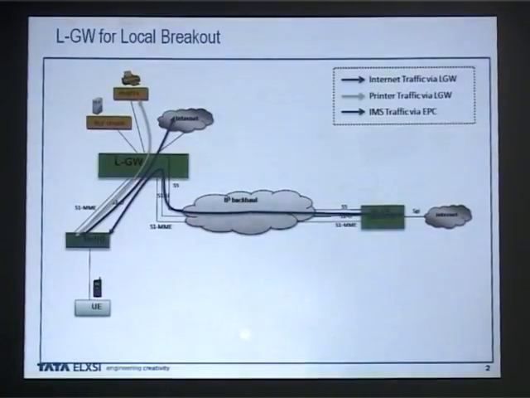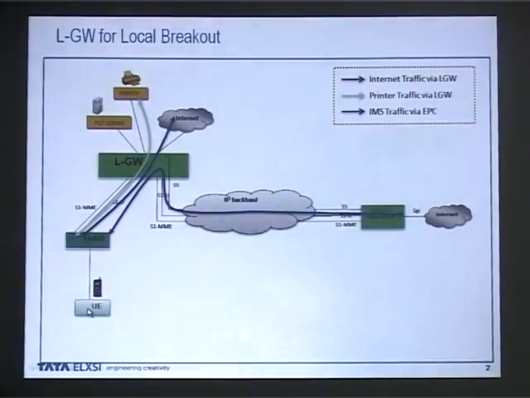So, this shows the setup diagram for local breakout. It includes UE which is running on a KVM platform, home eNodeB which is running on a Freescale platform, L gateway which is running on a desktop which has a connection to the local network such as file server, printer and internet, and EPC network which is also running on a desktop which has a connection to the external network.